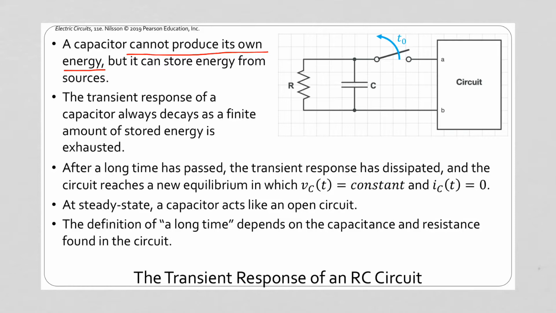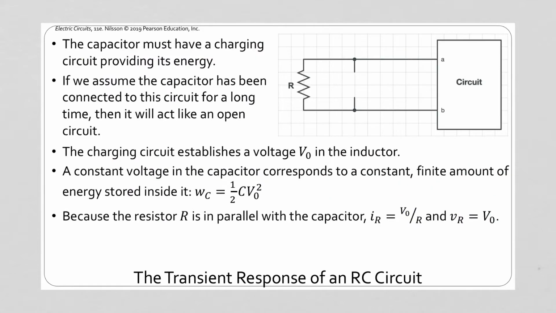However, after a long time has passed, and a long time is kind of a vague term, but we're going to say it is approximately 5 time constants, and we'll define what a time constant is later. After a long time has passed, the transient response has dissipated, and the capacitor will reach a new steady state at which the voltage is constant, and if the voltage is constant, then the current must be 0. Since the current is the derivative of the voltage, if the voltage is constant, then the derivative of the constant is 0.